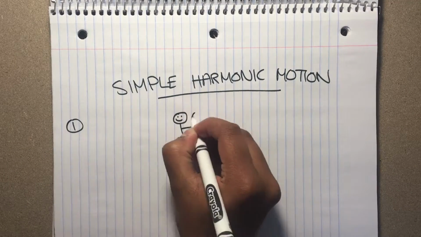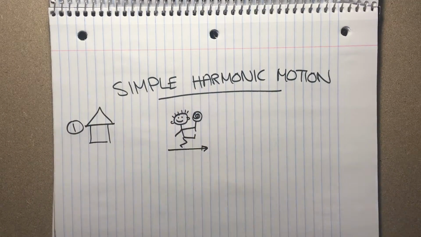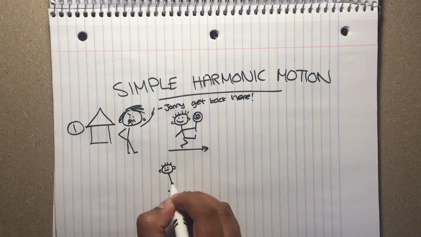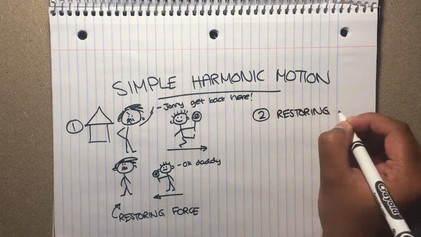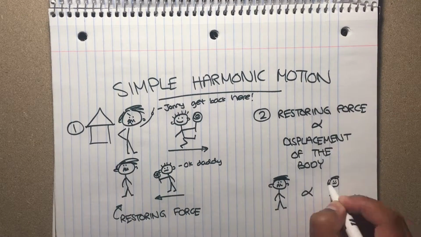The first, when the body is displaced from equilibrium, there must be a force that is trying to bring it back to equilibrium. That force is called the restoring force. The restoring force must be proportional to the displacement of the body.